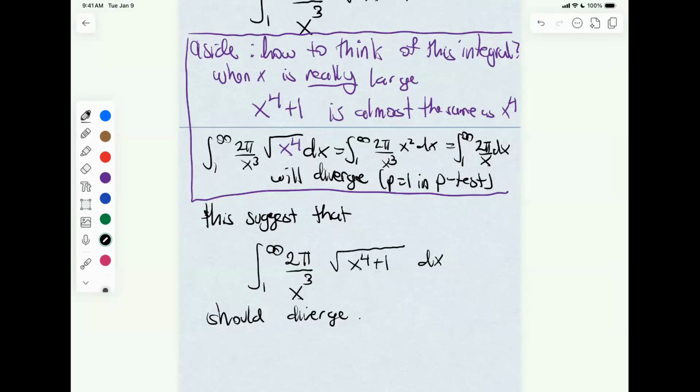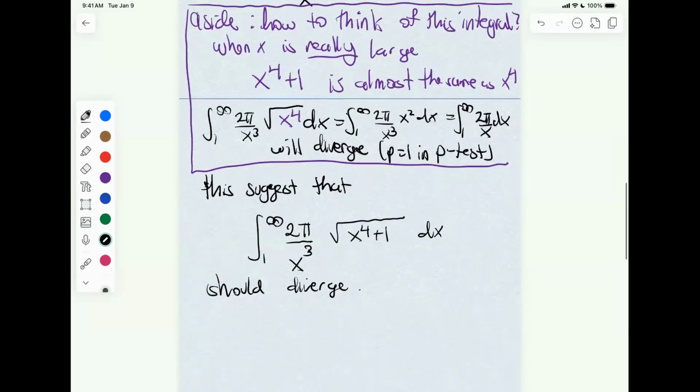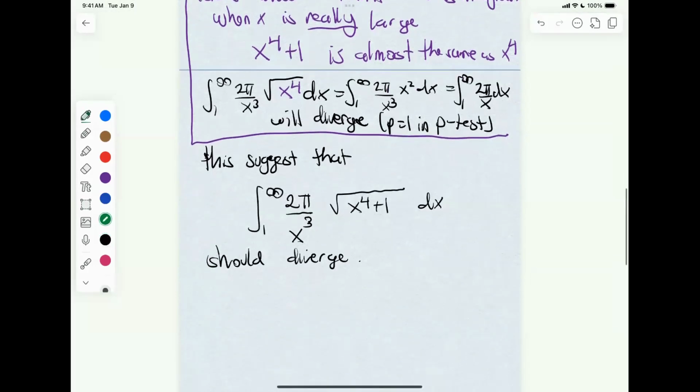So the way I would do it is to use this comparison test. If you remember, like last time about the comparison test, I'll use the comparison test for this.